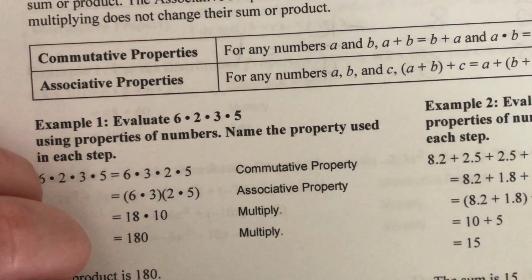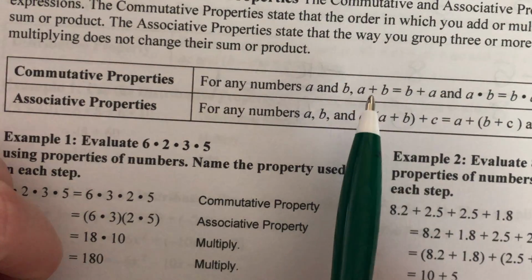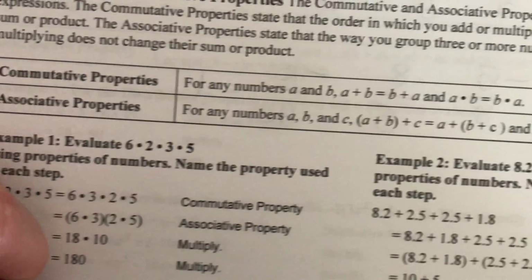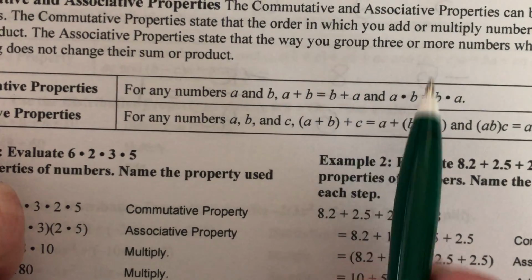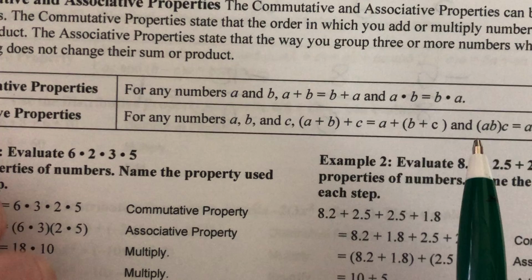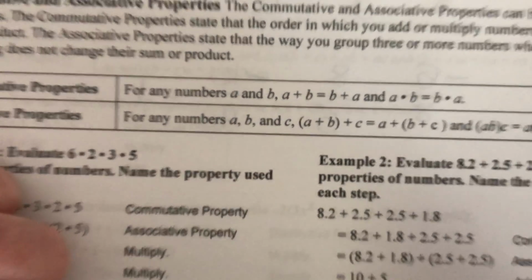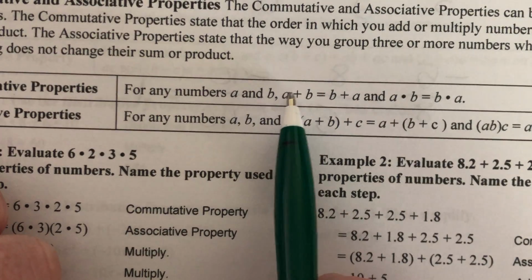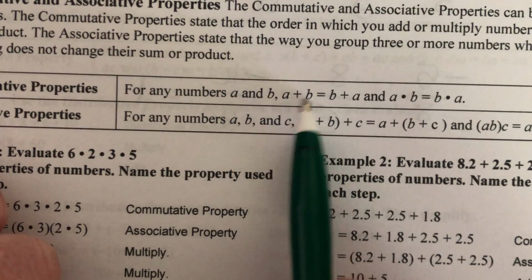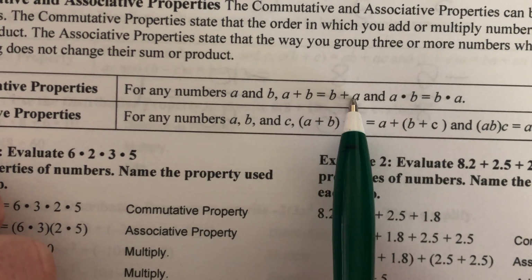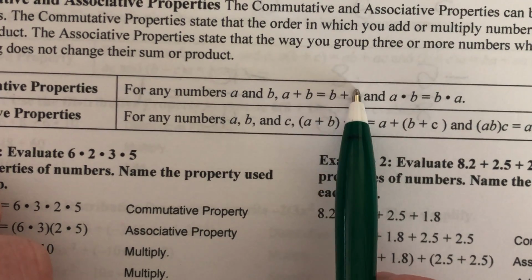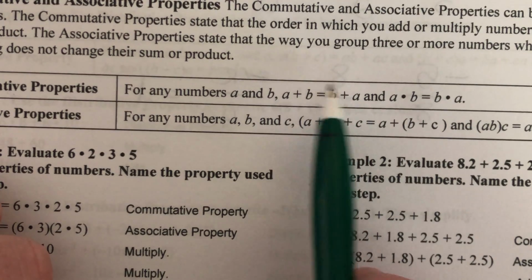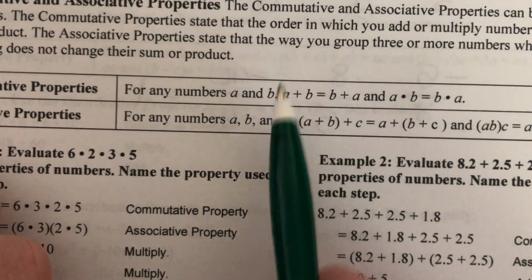Okay, so for the commutative property, all it's saying is when we're adding or multiplying, you can move numbers around. It doesn't matter what order they are in. The answer is always going to be the same. So you could say A plus B. That's going to give you the same answer as B plus A. It doesn't matter what order you add them in as long as you're adding. You can switch them around. You can move the terms around.